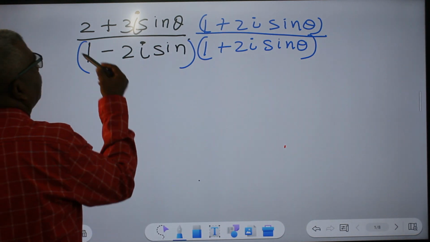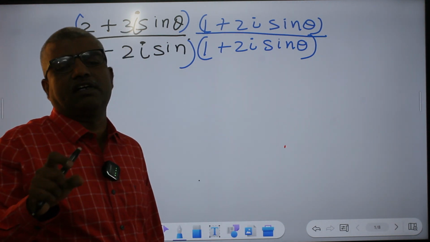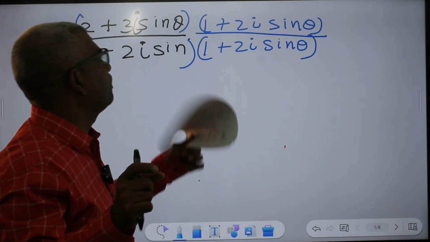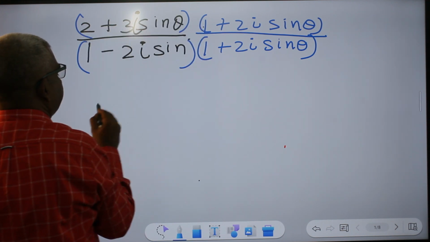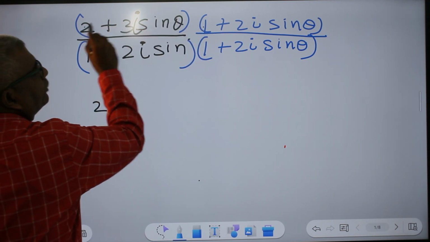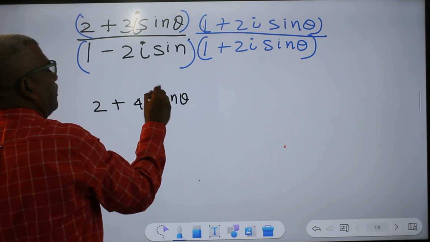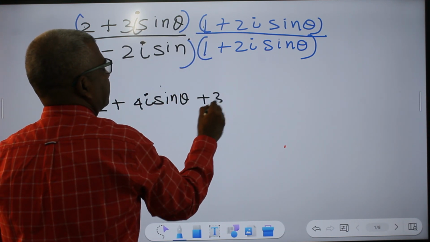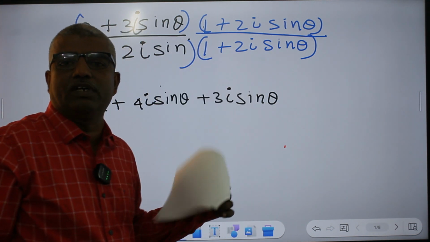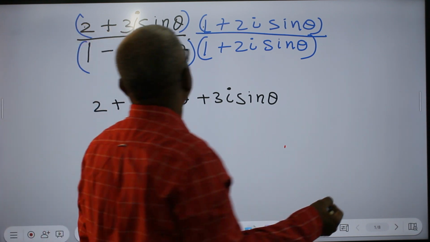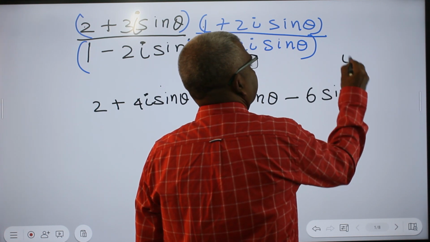So the numerator, what will it become? In the numerator we have to focus only on the real part, without the i portion, because it is purely imaginary. 2 times 1 is 2. Then 2 times 2i sin theta is 4i sin theta, which is actually not required for us. Plus 3i sin theta. Then 3i sin theta multiplied with 2i sin theta, what will come? 6i squared sin square theta. 6i squared means minus 6 sin square theta.